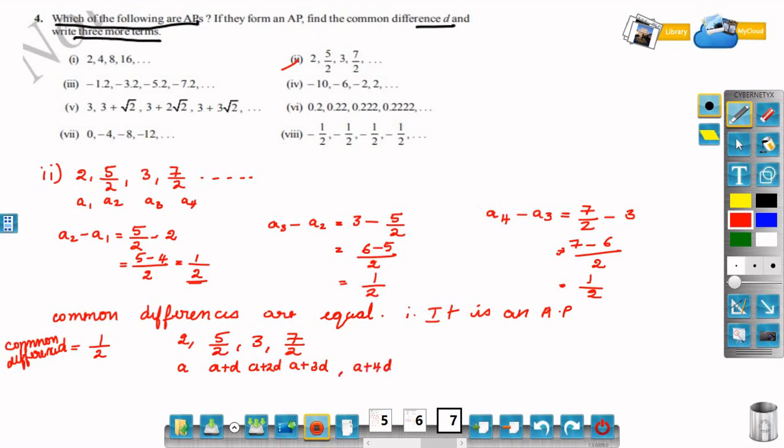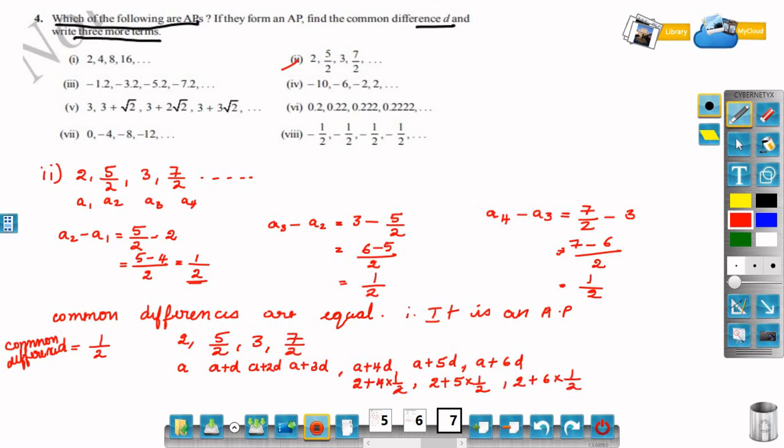A plus 4D, A plus 5D, and A plus 6D. A plus 4D means, what is A? A is 2, plus 4 into D, half. And we got the fifth term. Then the sixth term, A, 2 plus 5 into half. Next, the seventh term, A, 2 plus 6 into half.